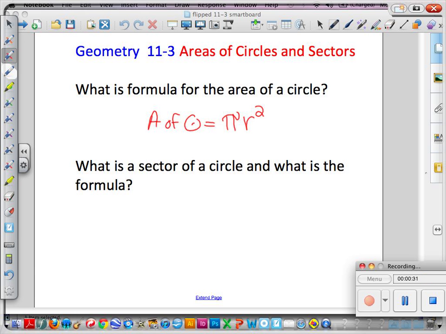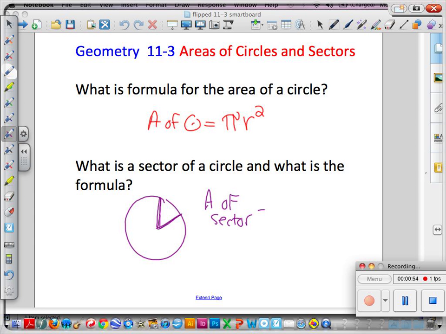The second formula we need to talk about is the area of a sector. A sector is a section of a circle. So this is a section of a circle. So I need to find the area of that section, or that fraction of the circle. So the area of a sector is a fraction of a circle.